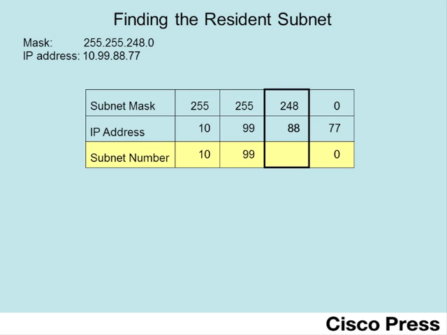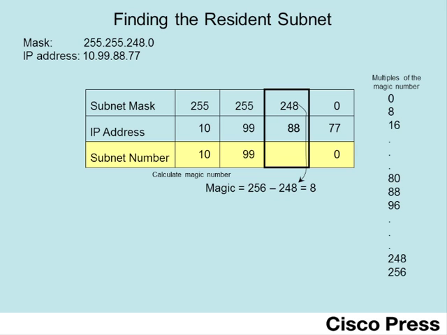Next, we'll do the work inside the interesting octet. The first step is to calculate a number called the magic number. It's simply 256 minus the mask's value in that interesting octet. In this case, 256 minus 248, which of course is 8. It turns out the subnet number will be a multiple of 8. On the right you see some of the multiples of 8, and we don't show all of them obviously, but we show enough. We want to pick the multiple of 8 that's closest to the IP address's value just above the subnet number line.